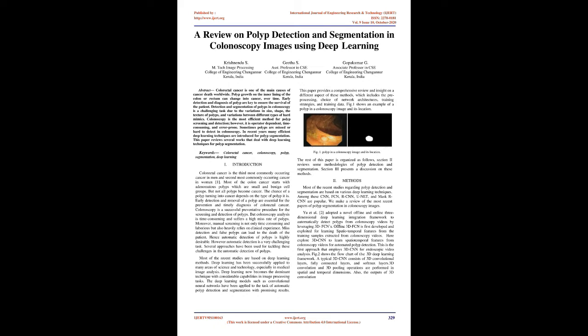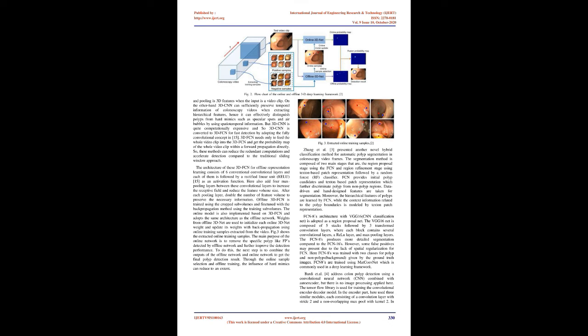Fig. 1 shows an example of a polyp in a colonoscopy image and its location. The rest of this paper is organized as follows. Section 2 reviews some methodologies of polyp detection and segmentation. Section 3 presents a discussion on these methods. 2. Methods. Most of the recent studies regarding polyp detection and segmentation are based on various deep learning techniques. Among these, CNN, FCN, RCNN, UNet, and Mask RCNN are popular.